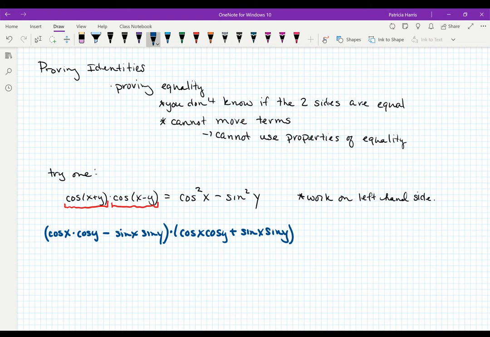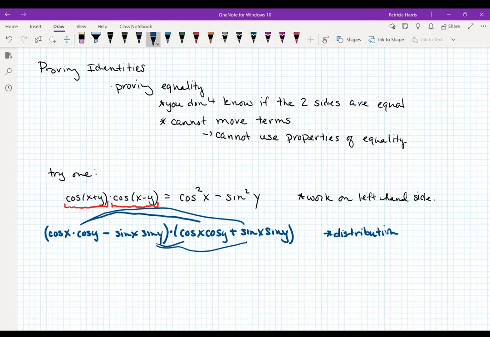So now I'm going to sit there and think, okay, what does this look like? I see two sets of parentheses. They have stuff added and subtracted. So my instincts tell me that this is a distribution problem. Okay, so I'm going to go like this. Again, it's going to look messy, and that's okay. All right, so cosine x times cosine y times cosine x cosine y.